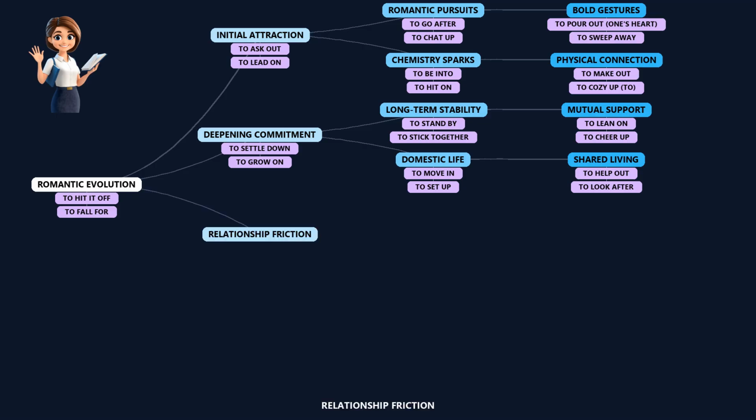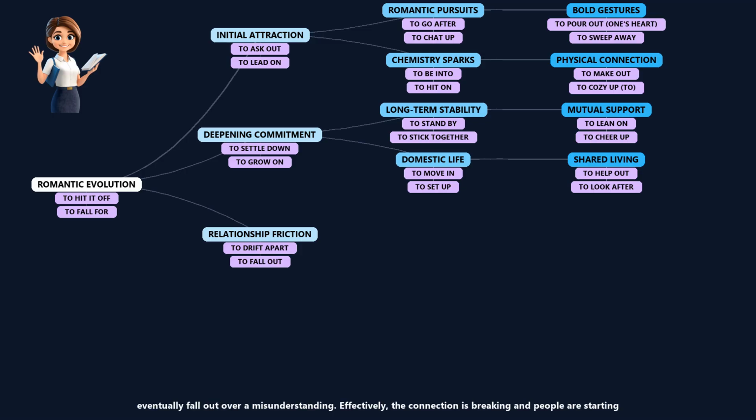Relationship friction. Relationship friction is a critical stage of romantic evolution where lovers might drift apart and eventually fall out over a misunderstanding. Effectively, the connection is breaking and people are starting to argue.